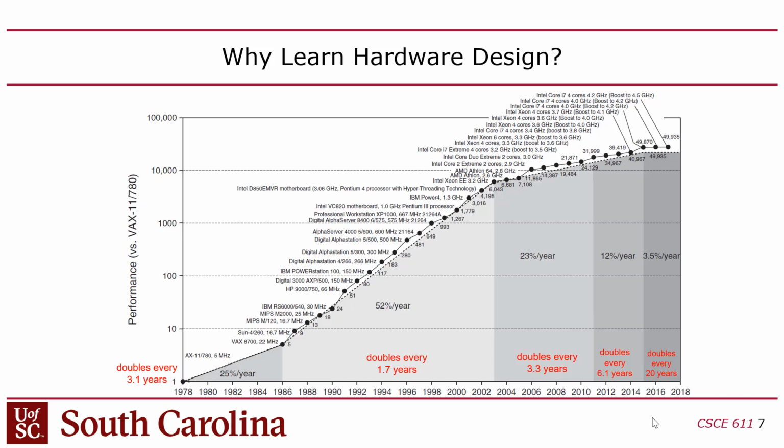But then things slowed down from 2003 to 2011. The doubling rate was 3.3 years. And then 2011 to 2015, it was doubling every 6.1 years. And now it's basically flat since 2015. So for processors, and thus software, at this rate it would take 20 years to double the performance of your software. And of course, things continue to slow down.